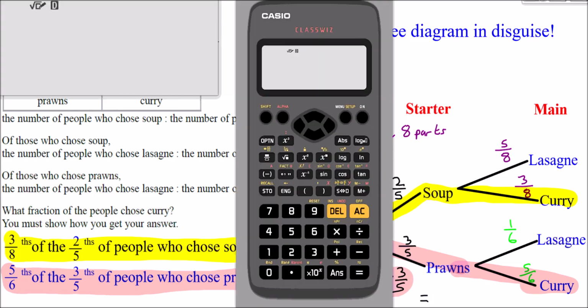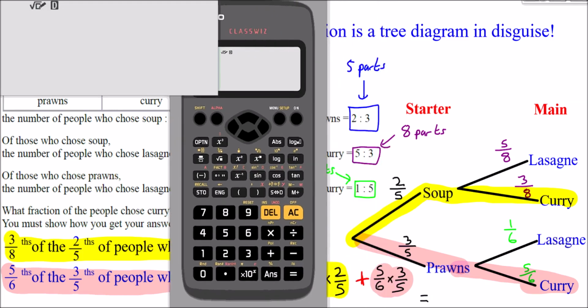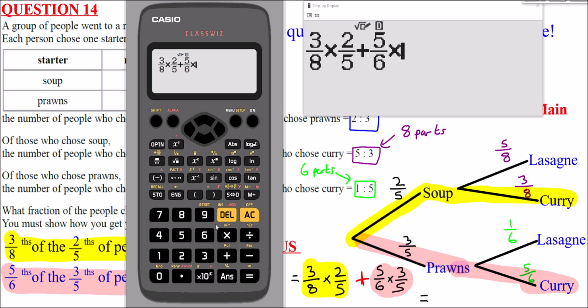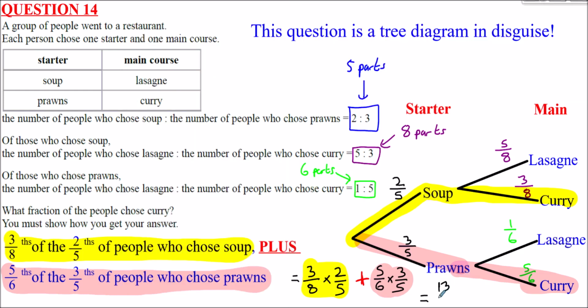So 3/8 times 2/5, let's just do this. Move the calculator to one side. So 3/8 multiplied by 2/5, that's the first step. And then we're going to add on to that 5/6 of, so then multiply 3/5. Press equals, and our answer is 13 out of 20. So in other words, about 65%, well, exactly 65% of the people are choosing curry. So curry's popular choice. Final answer, 13 over 20.